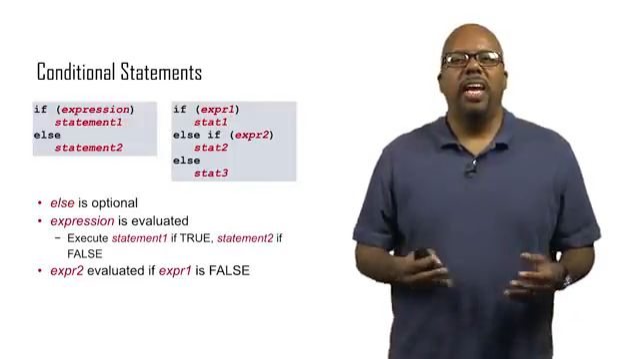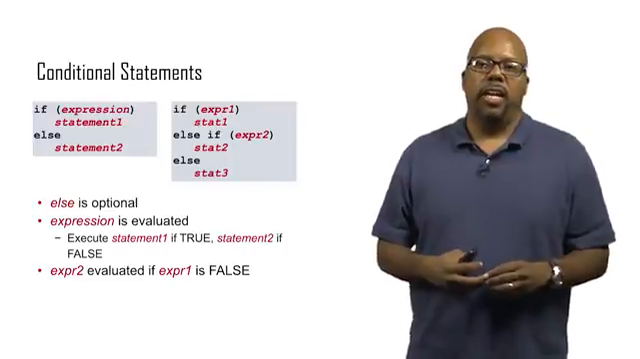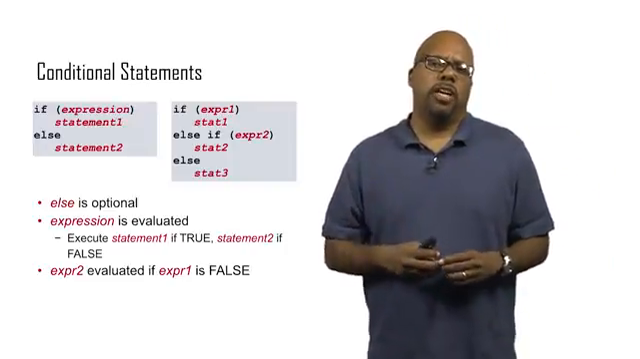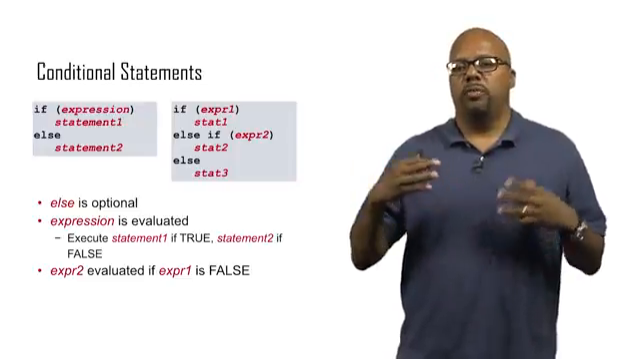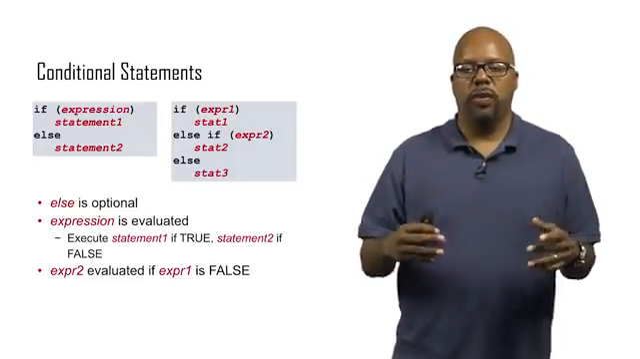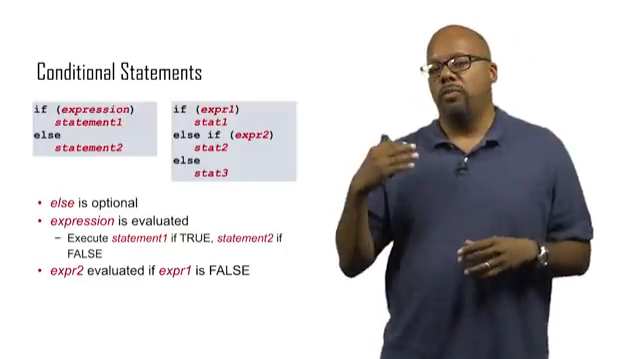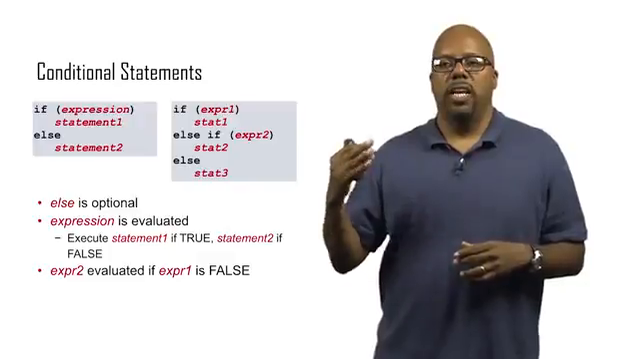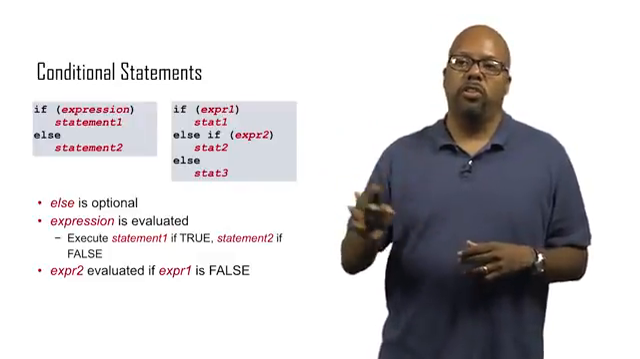The main conditional statement is an if statement, and we're showing two forms of it right here. Let's take the one on the left. If expression is true, then execute statement 1, else execute statement 2. After the word if, there's an expression in parentheses. That expression is evaluated at runtime. If it turns out to be true, then statement 1 is executed, else statement 2 is executed.